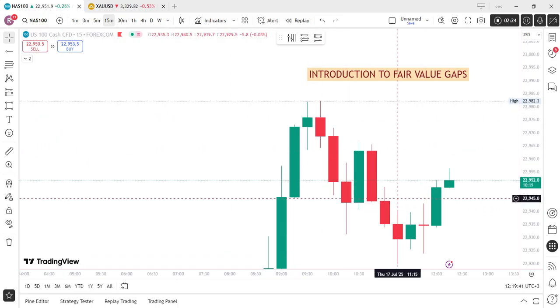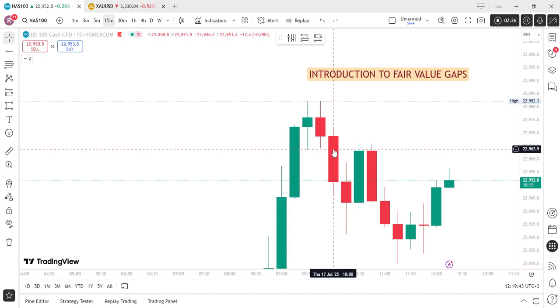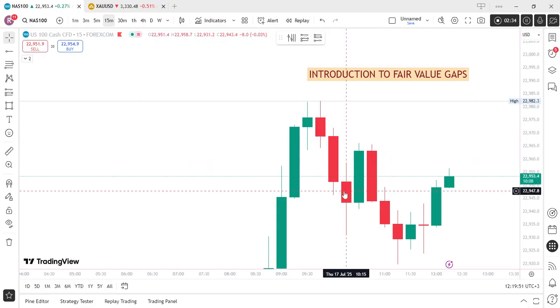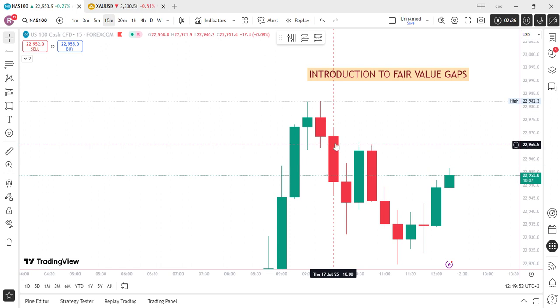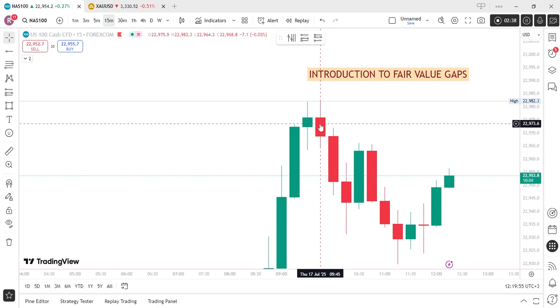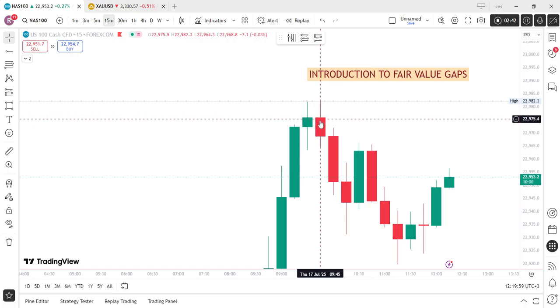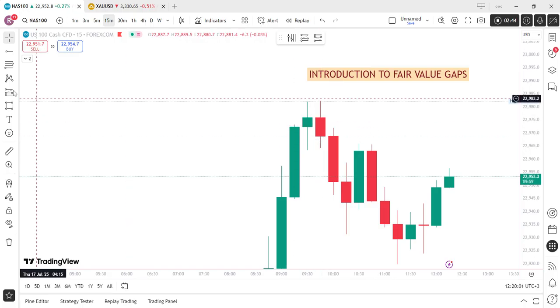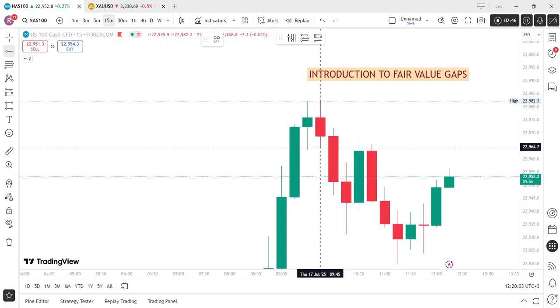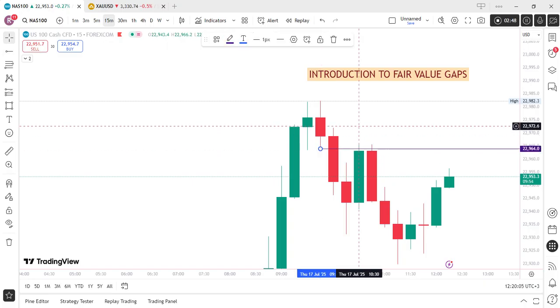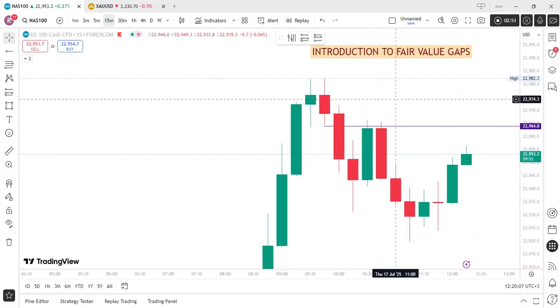Now, for a fair value gap to be created, there have to be three candles: the first candle, second candle, and third candle. And this is what I was talking about. The first candle makes a strong move in one direction, for example this bearish candle. As you can see, the sellers were making a strong move here in one direction. It came and gave us that wick there, that low.